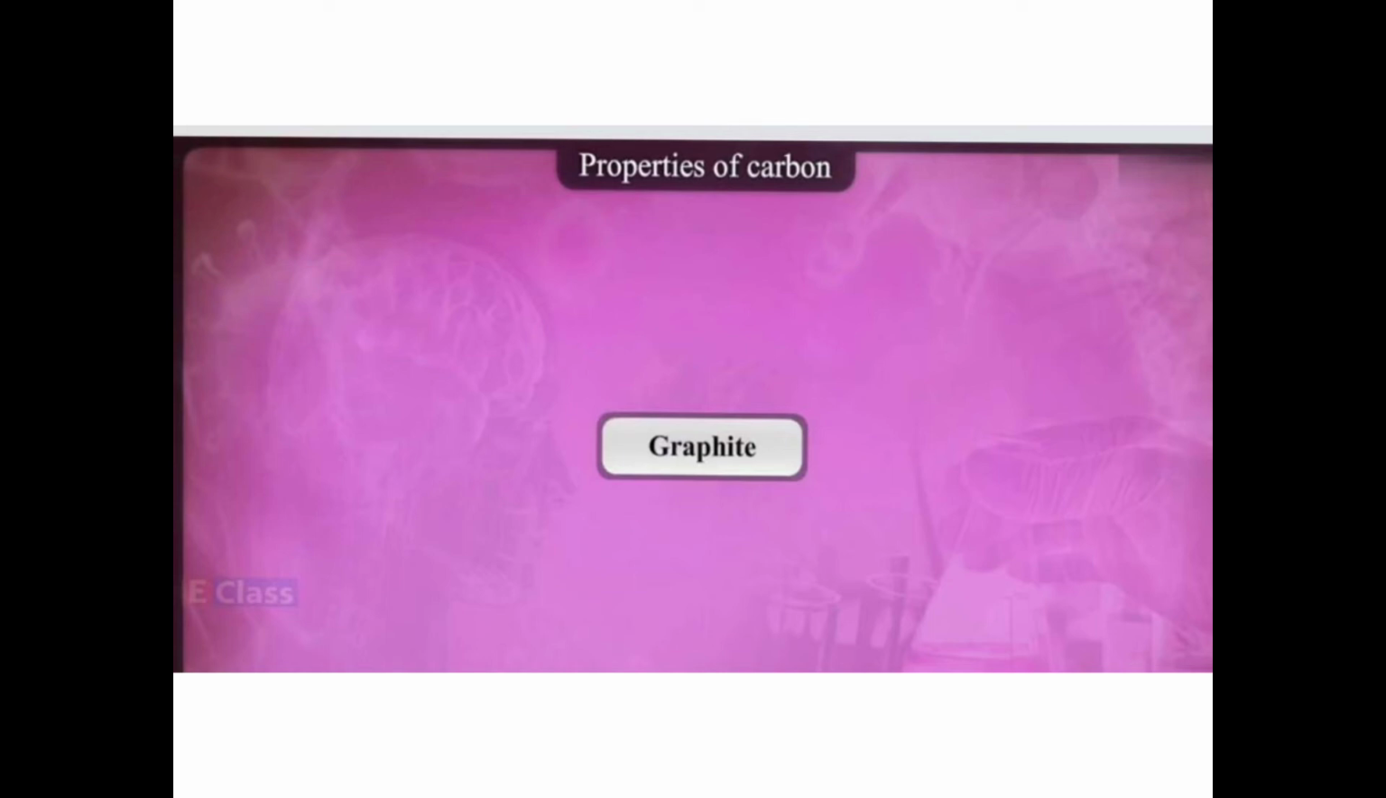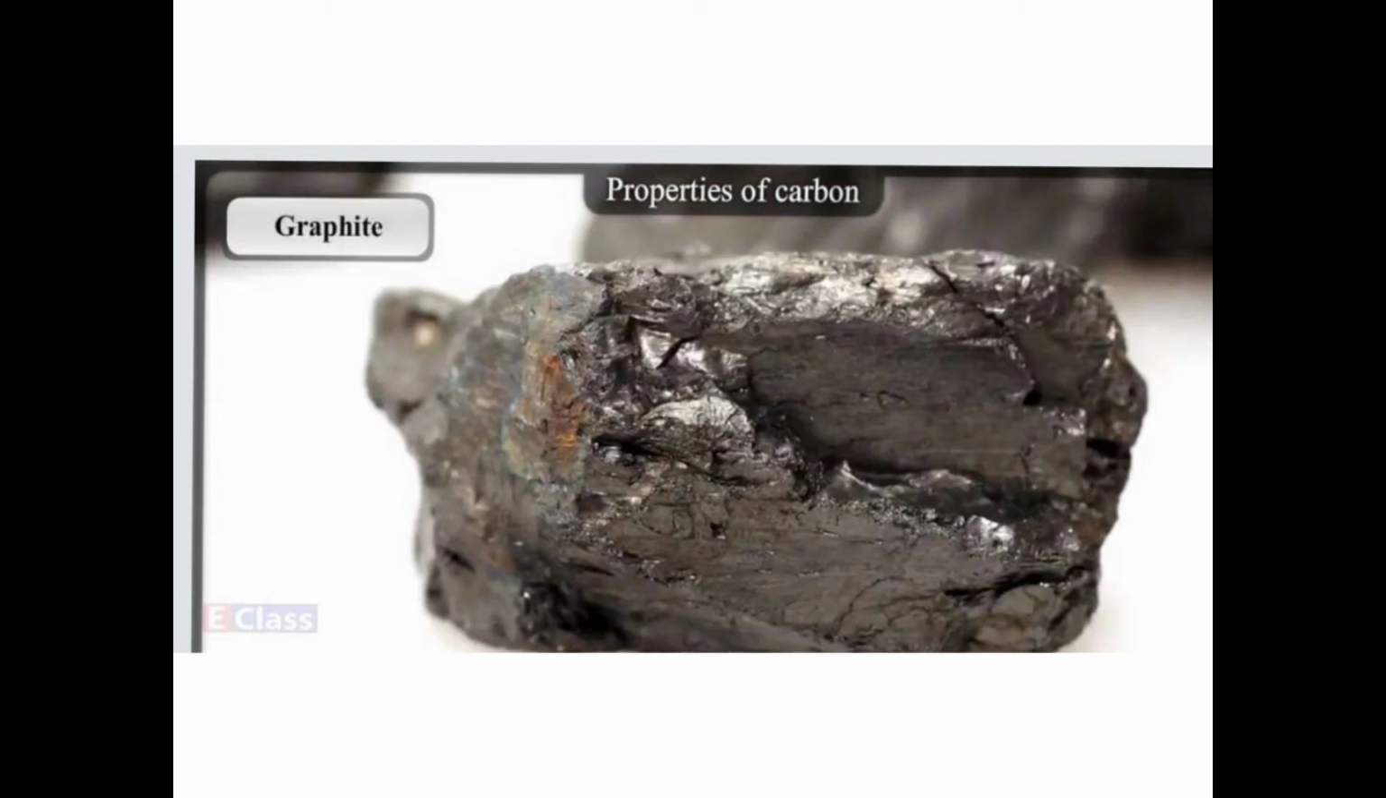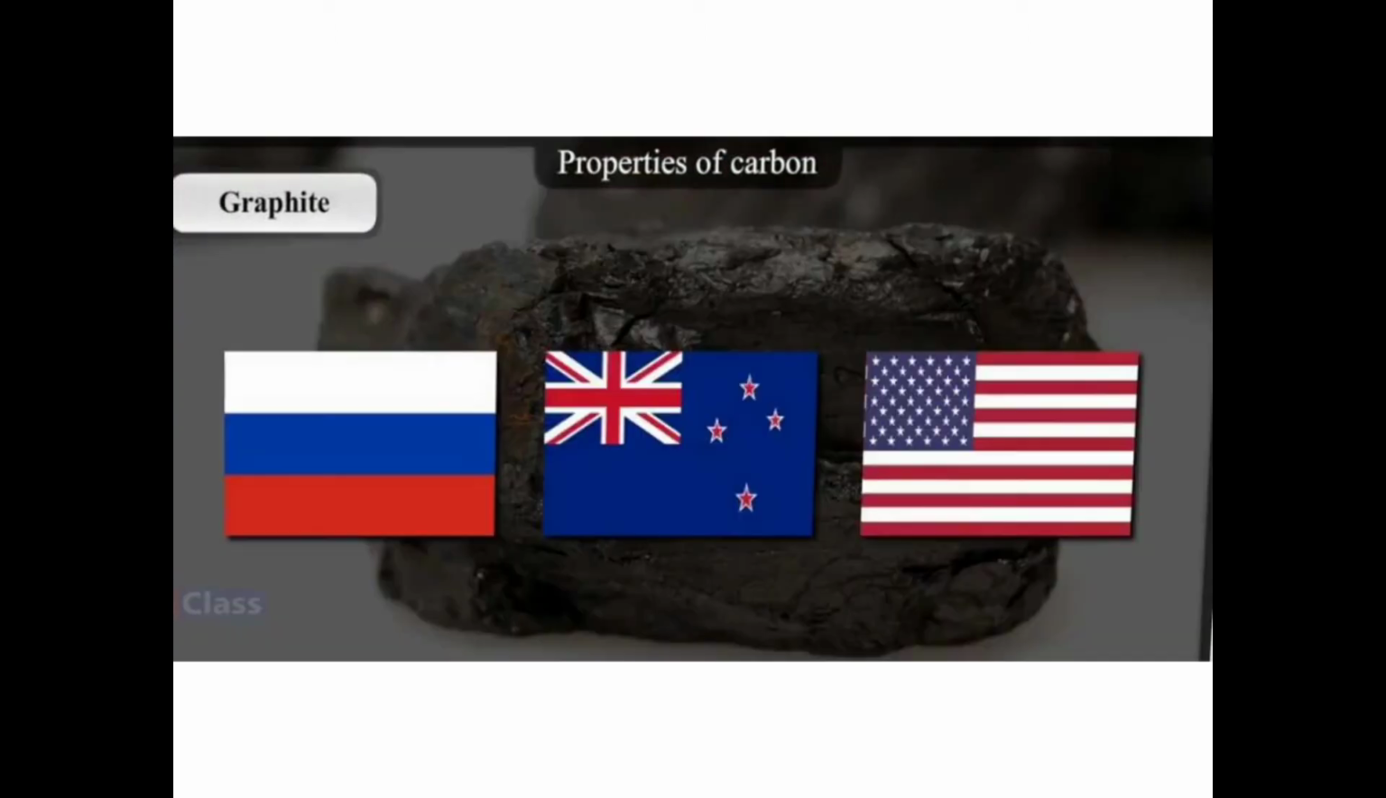Today we will learn about the other two allotropes of carbon, graphite and fullerene. Now children, graphite is found in Russia, New Zealand and America. Of course, in India also it is found. The lead which we use in the pencil is made by mixing graphite with clay.